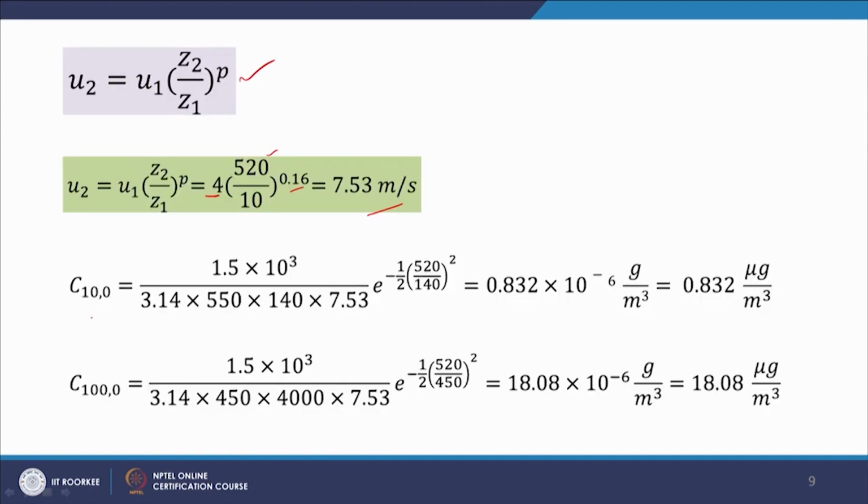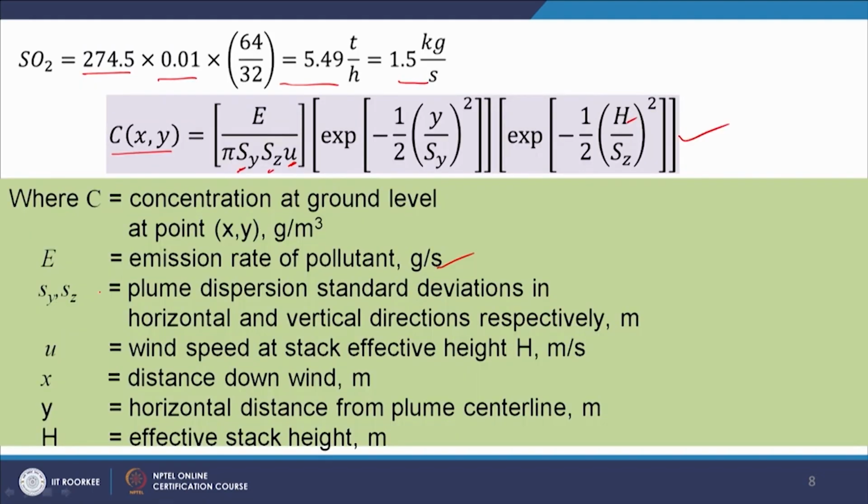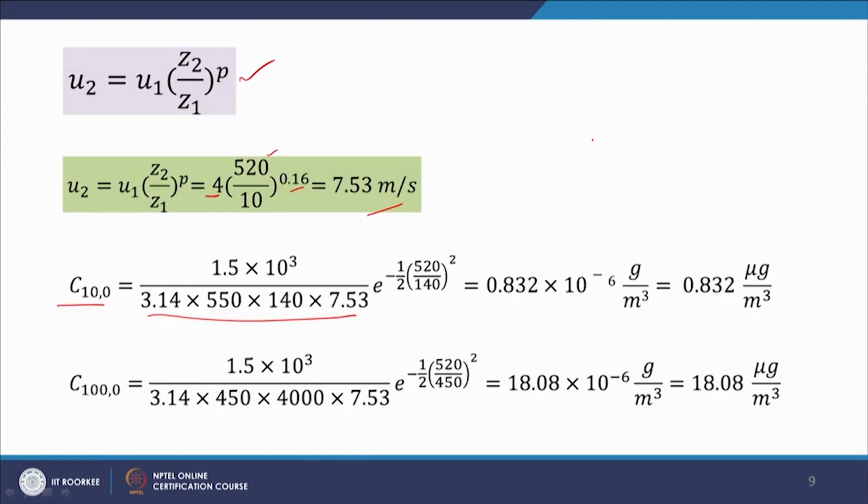So C at 10 kilometer distance, what will the C be? So 1.5 into 10 to the power 3, and this one e to the power minus this. In this case y is equal to 0. So this term will be 0, this will not be there. So we will be having this one. So only this term is there, the 520 H value.